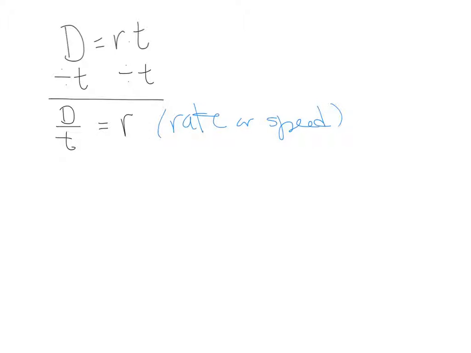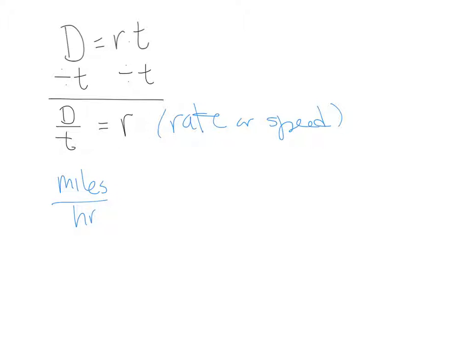And that makes sense because if you think about the units involved, distance might be in, let's say, miles, and time might be in hours. Therefore, if you did distance divided by time, you would get something in miles per hour, which of course is a speed. That makes perfect sense.